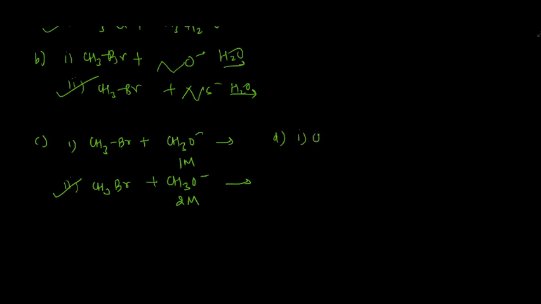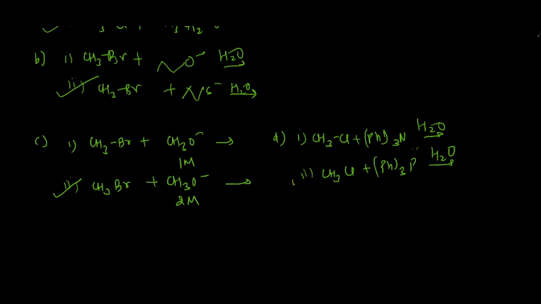D, we have first CH3Cl with PH3N in presence of water. Second we have CH3Cl with PH3P in presence of water. So we know phosphorus is a greater nucleophile because nitrogen has more electronegativity, and because of more electronegativity it has more tendency to hold the electron. So the answer is second.